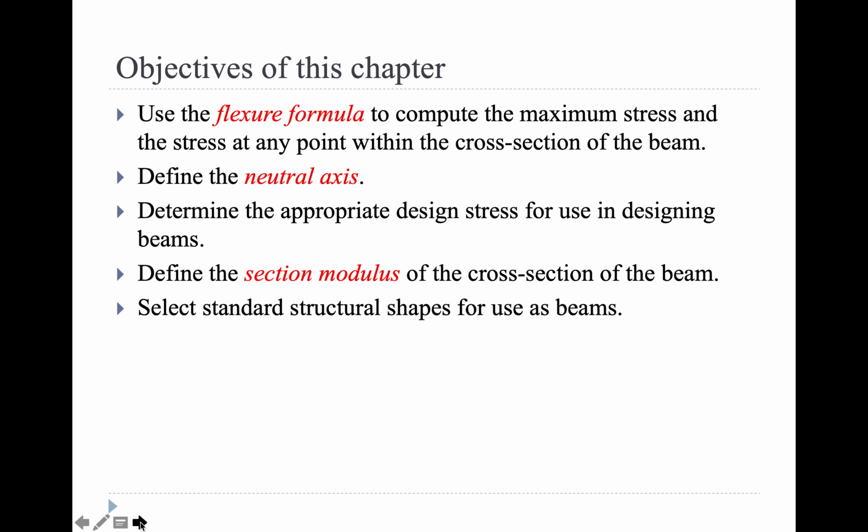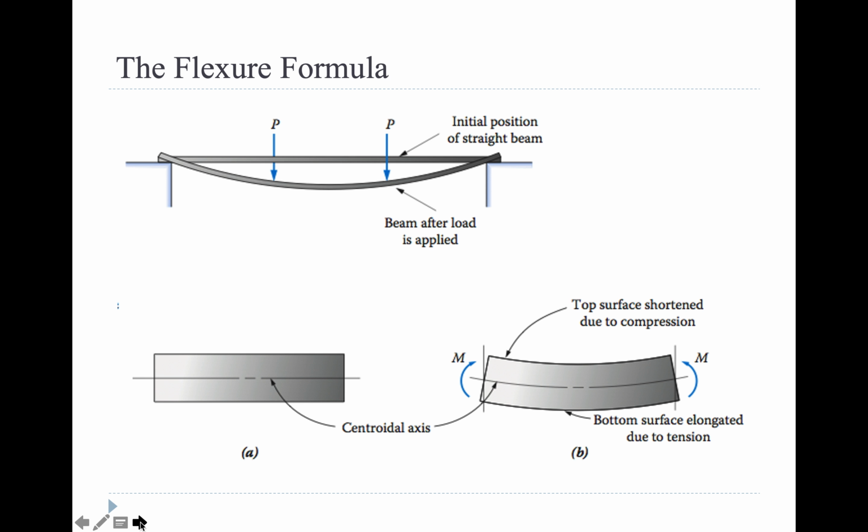So, the objectives of this lecture are to use what's called the flexural formula to determine or compute the maximum stress and stress at any point within the cross section of the beam. We're going to define a term called the neutral axis. We're going to determine an appropriate design stress for use in designing beams. So we're actually going to choose specific types of materials in this lecture that would withstand a specific loading condition. We're going to find another term called a section modulus, depending on the cross section. And we'll select standard sections of the shapes for use of the beam, like I said, with selection of material.